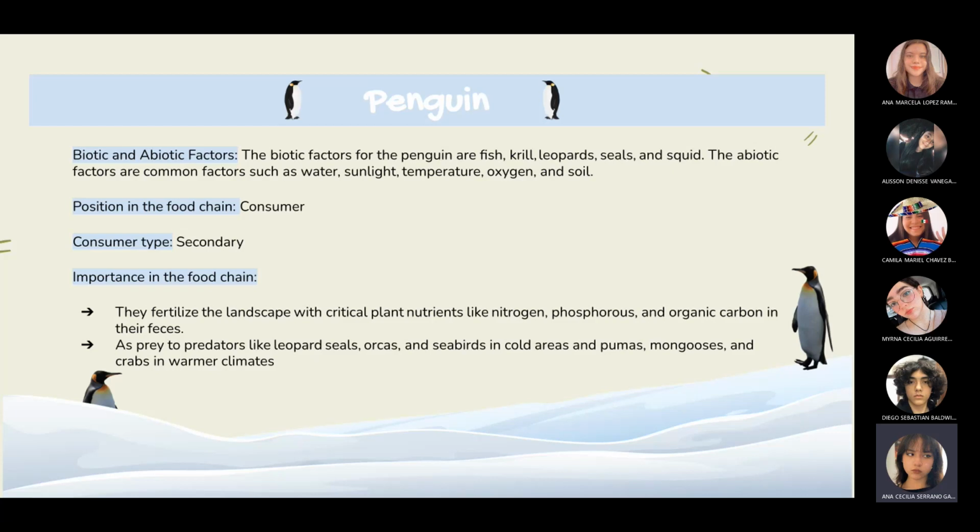They are secondary consumers, and their importance in the food chain is that they fertilize the landscape with critical plant nutrients like nitrogen, phosphorus, and organic carbon in their feces. They are also prey to predators like leopard seals, orcas, and seabirds in cold areas, and pumas, mongooses, and crabs in warmer climates.